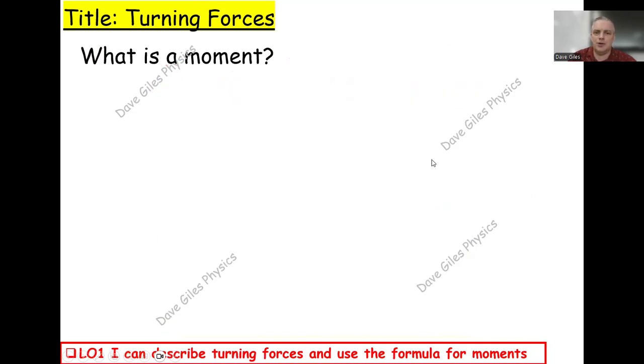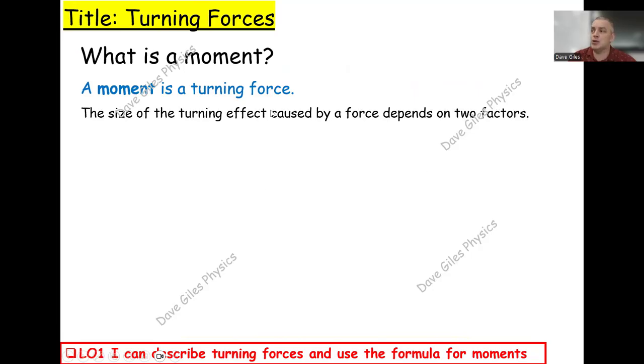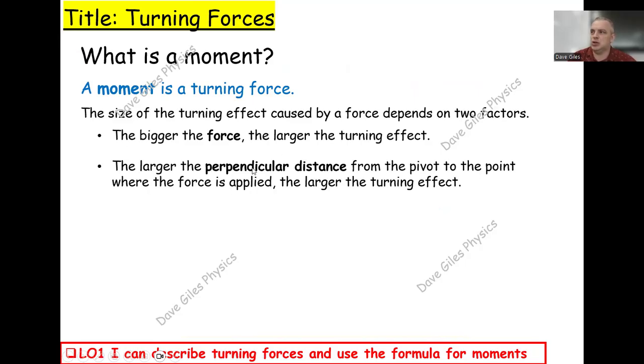So what is a moment? A moment is a turning force. The size of the turning effect caused by a force depends on two factors. The bigger the force, the larger the turning effect, and the larger the perpendicular distance from the pivot, so how far away it is from the pivot to the point where the force is applied, the larger the turning effect.